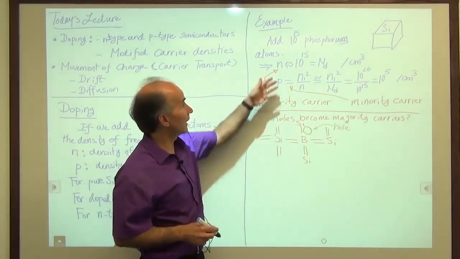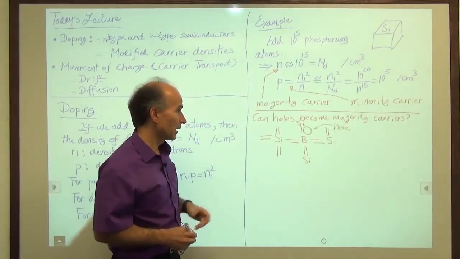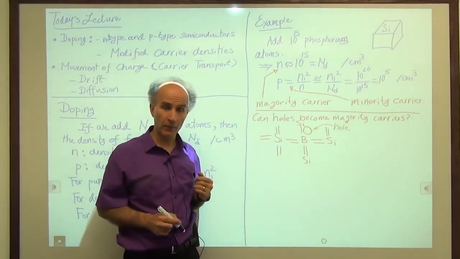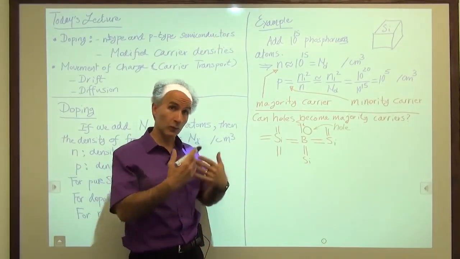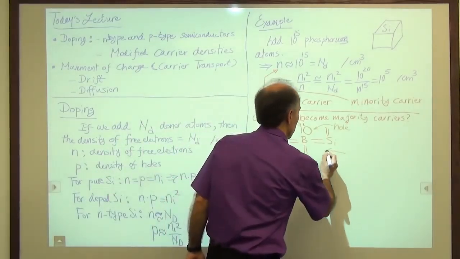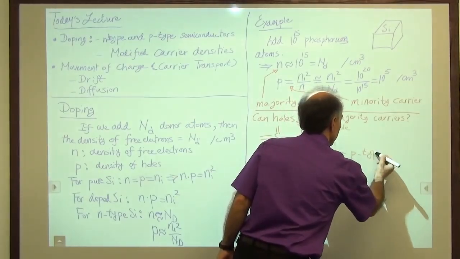So it's similar to the case of phosphorus, except that everything is now flipped. Okay, so in this situation, we will call this a p-type material, because now we're hoping that the holes will become majority carriers. So this is what we call a p-type semiconductor.